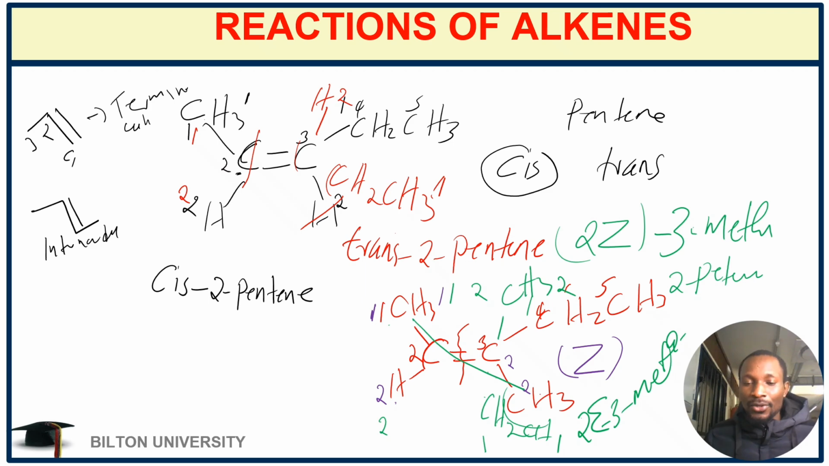So this is how you can do the nomenclature. More often you use cis and trans when you have 2 alkyl substituents on the carbon-carbon double bond, and you use E or Z when you have 3 or 4 alkyl substituents on the carbons of the double bond. Fair enough? So now, having known that, let's start our reactions of alkenes.